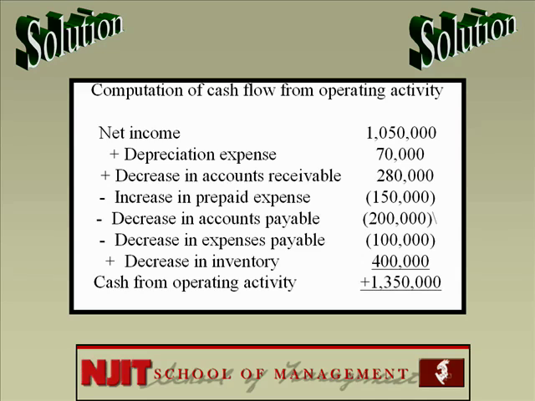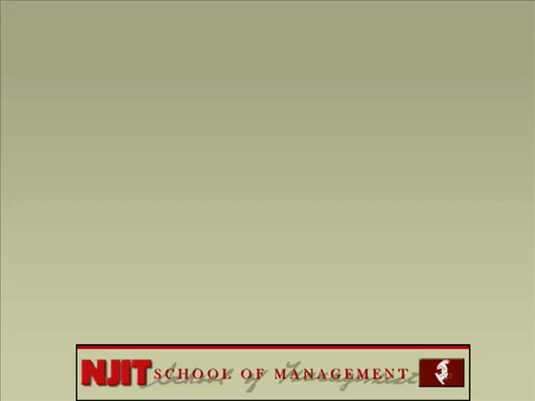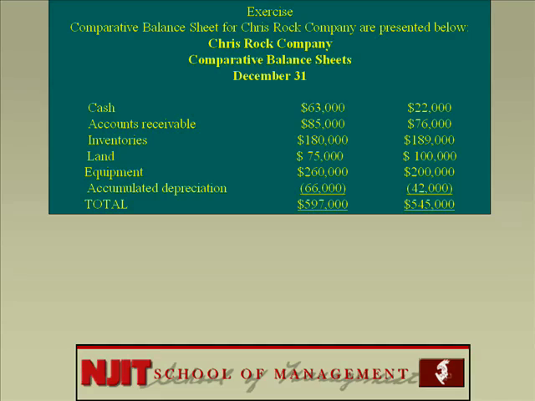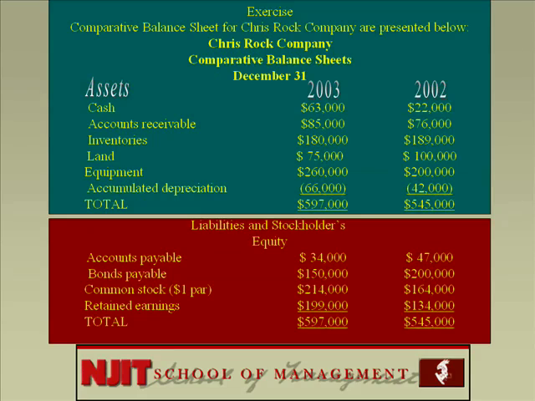I'm going to give you a fairly challenging problem, and we're going to do this together as a team. So let's look at the problem. The problem relates to the Chris Rock Company. And I've given you the assets from the balance sheet for 2 years, 2003 and 2002. So there you have the assets in front of you. Let's look at the liabilities. So there you have the liabilities and stockholders' equity in front of you. I want you to print this out. What's in front of you, please print this out. And once you're done, we'll get started.